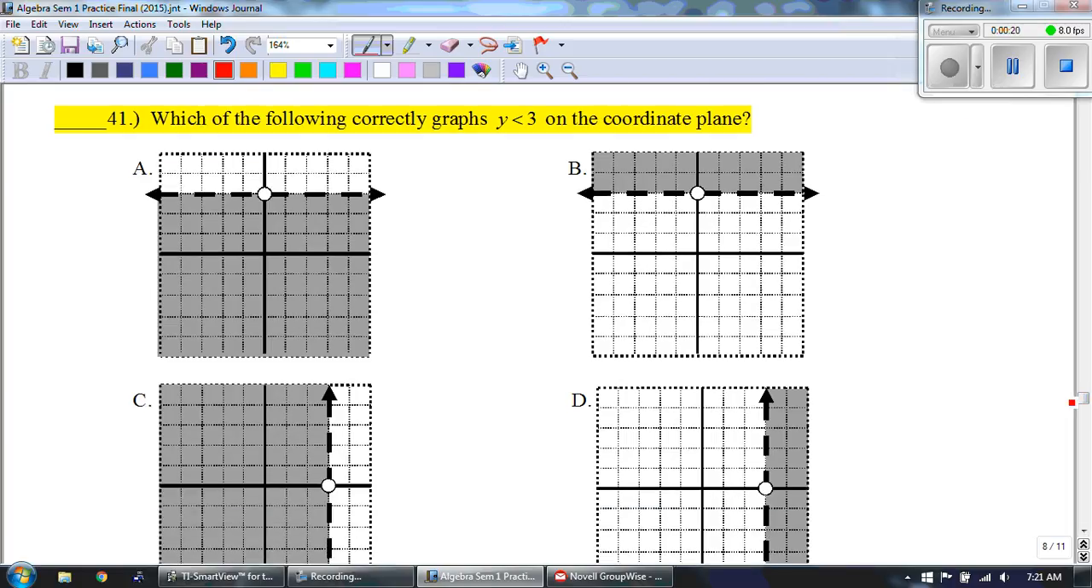Which of the following correctly graphs y is less than 3 on the coordinate plane? So, a couple things we need to remember. When it's y equals, that is a horizontal line, okay? So that means I can get rid of C and D. Now, the next thing that we need to look at is the inequality symbol, and it's less than. And when we talk about less than, that means below. So which one is below? And that is A.